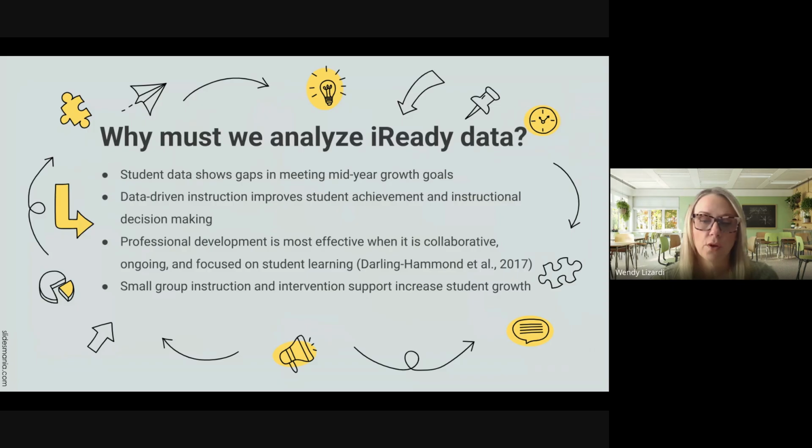Research shows that professional development is most effective when it's ongoing, collaborative, and focused on student learning outcomes. Teachers benefit from PD that is relevant to their classroom and provides strategies they can implement immediately. So hopefully that's something that we can work together to do today. Using student data helps teachers identify needs, plan instruction, and provide intervention. So this PD is designed to support you in using iReady data to guide instruction and improve student achievement.